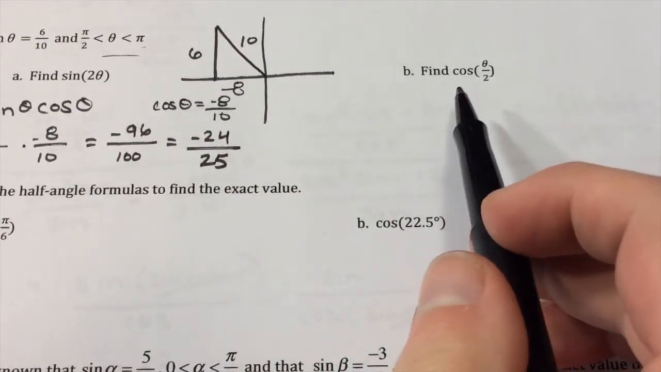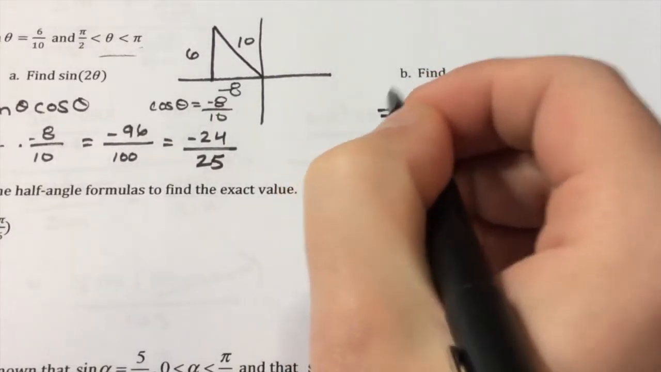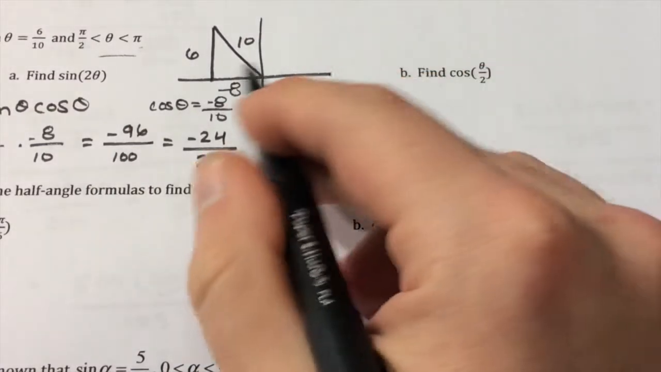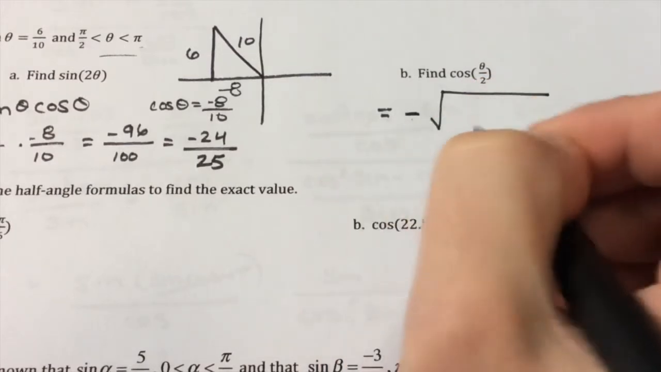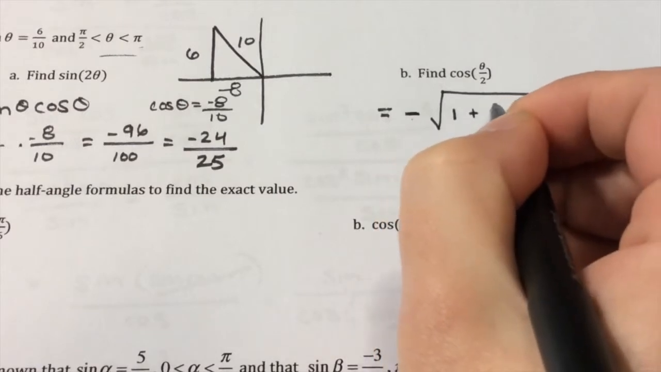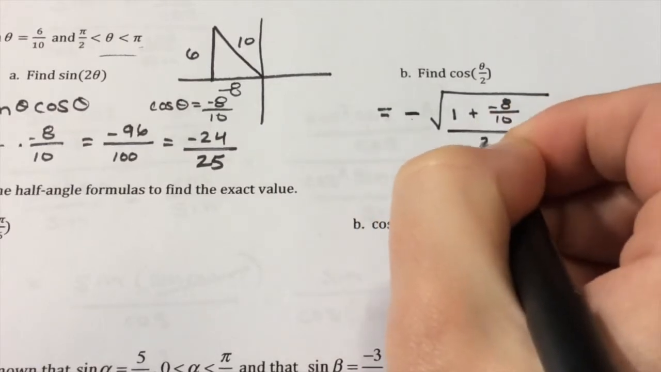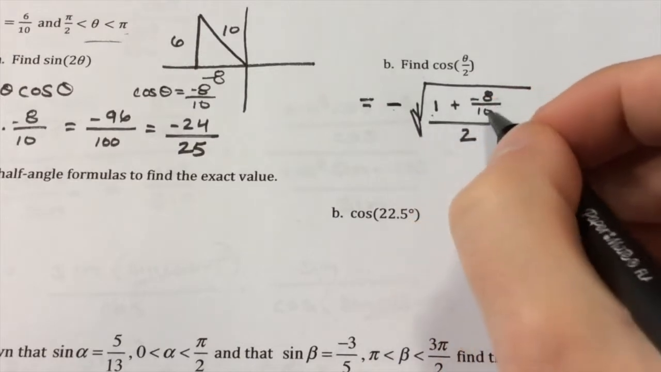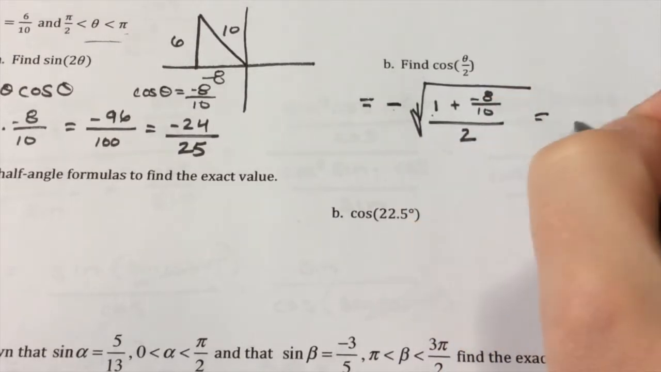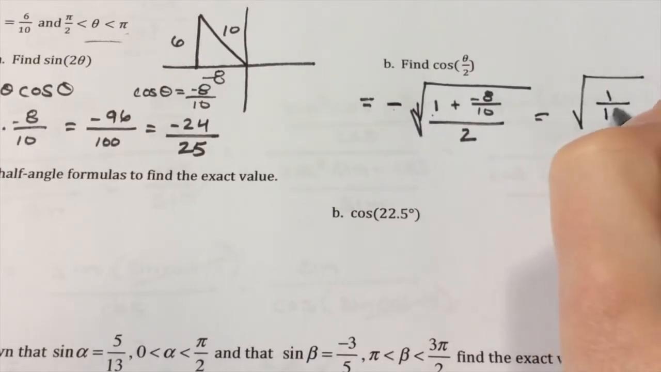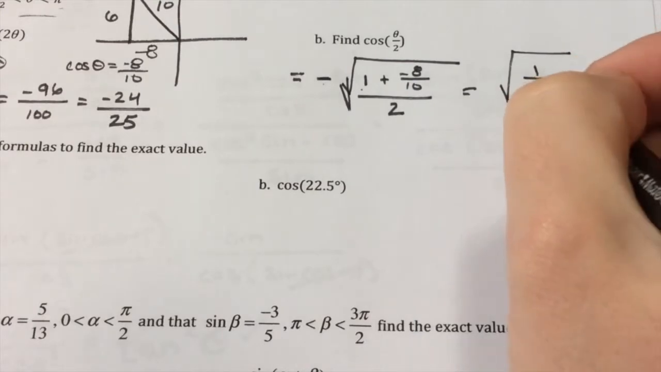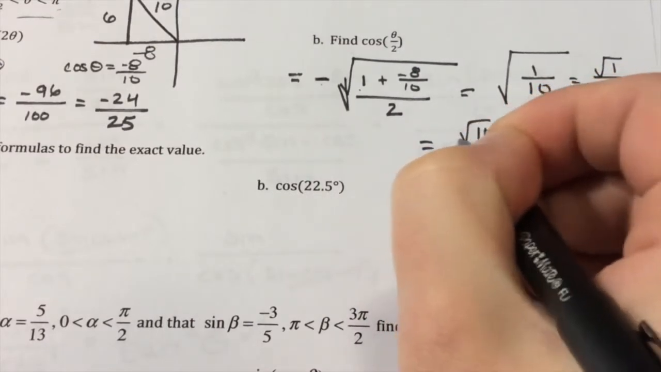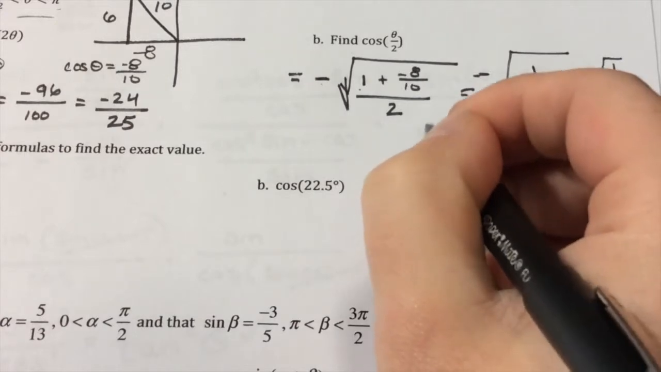Now sticking with this, finding the cosine of theta over 2, we use our formula. We look at the half angle formula, and the formula is, since this is in the second quadrant, cosine's negative, so that's the negative square root of 1 plus negative 8 tenths all over 2. It's a whole square root. So now it's just simplifying. Sorry, 1 minus 8 tenths is 2 tenths, or 1/5. Half of 1/5 is 1/10. So this is the square root of 1/10, which is the square root of 1 over the square root of 10, which is the square root of 10 all over 10. And it's negative because cosine's negative in the second quadrant.